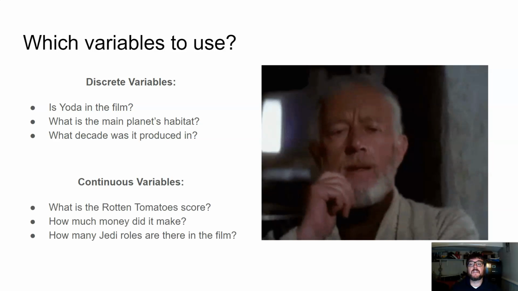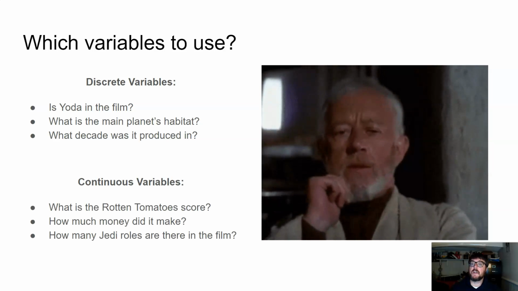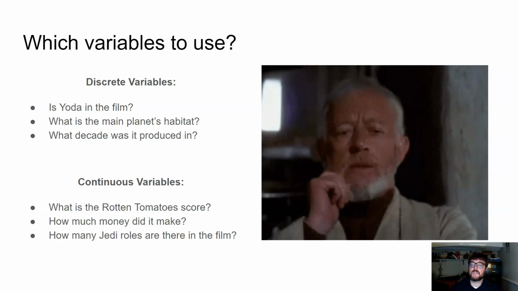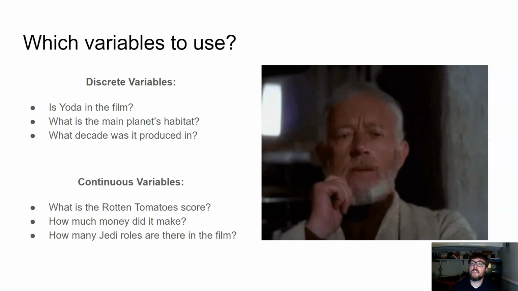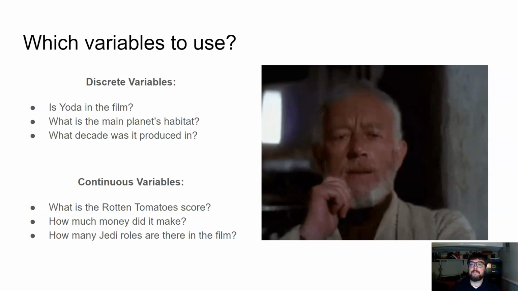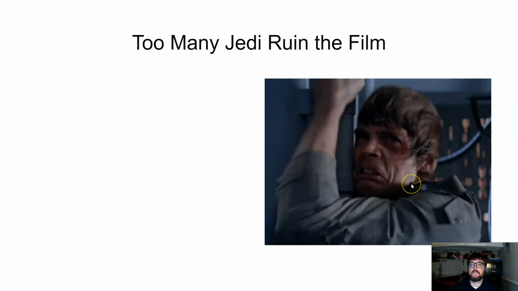You could also think of some continuous variables: the film's Rotten Tomatoes score, how much money the film made, and how many Jedi there are in the film. So you can see that the unit of observation here is the film. So my hypothesis that I'm going to consider right now is that too many Jedi are bad for the film.